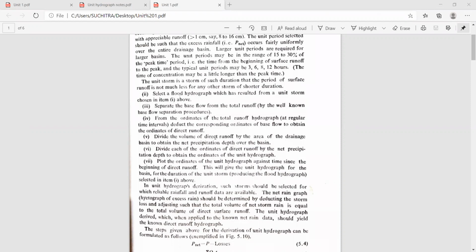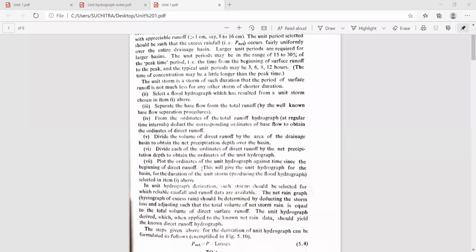So divide the volume of direct runoff by the area of the drainage basin or the catchment area to obtain the net precipitation depth over the basin. So once you get this net precipitation depth, then divide each of the ordinates of the direct runoff by the net precipitation depth to obtain the ordinates of the unit hydrograph.